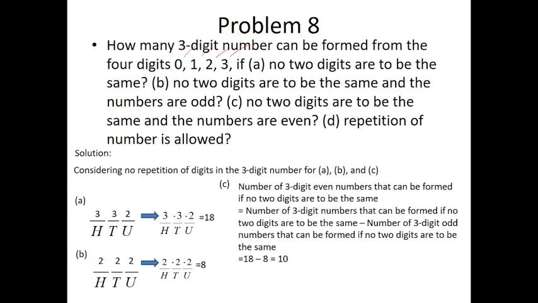So for letter C, the number of three-digit even numbers that can be formed if no two digits are to be the same is equal to the number of three-digit numbers that can be formed if no two digits are to be the same. So ito siya, 18. Minus the number of three-digit odd numbers that can be formed if no two digits are to be the same. So that is 8. At in total, 18 numbers.